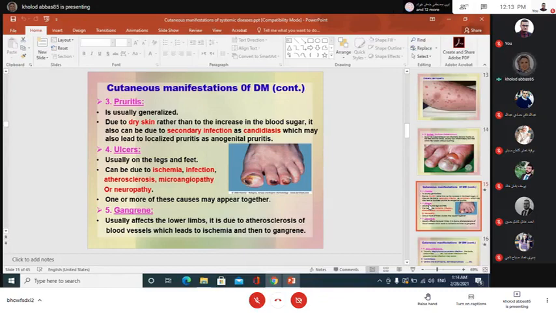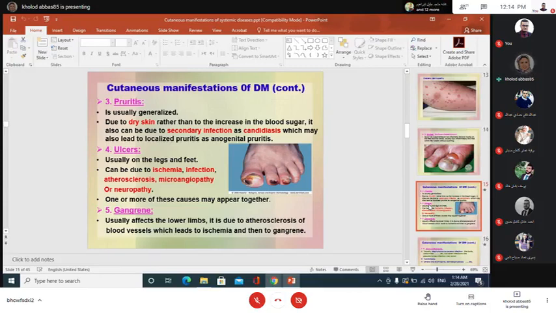Also, it can be due to other factors. For example, there is secondary infection, candidal infection. And with the infection, this pruritus could be localized or generalized according to the site or extension of the dryness or localized cause of infection. Number 4, ulcers, usually seen in the leg and feet, can be due to ischemia, infection, atherosclerosis, microangiopathy, neuropathy.